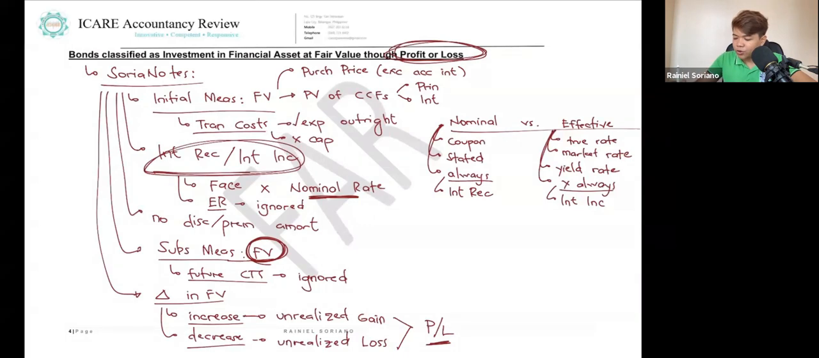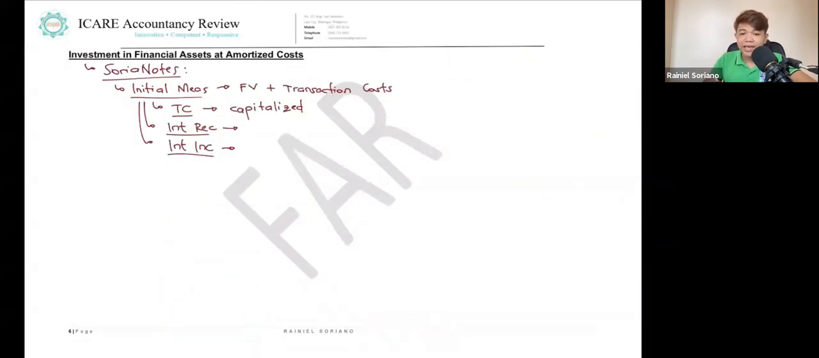Pero ibahin mo itong FAAC. Because under FAAC, interest income this time is not the same sa interest received. Okay? So interest received is equal to the face amount times the nominal rate. Again, face amount times the nominal rate lang po ito. Okay? Then interest income on the other hand will be equal to the carrying amount at the beginning times the effective rate. So, ang ibig sabihin, if the computation is not the same, see to it now that the amount that we can compute here will also not be the same. Okay? So, hindi na po sila pareho. Hopefully, clear tayo dun, no?